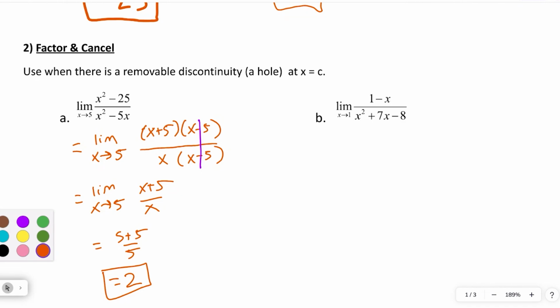Now, if the x value doesn't make the numerator 0, then you actually don't have to worry about that, because it's going to just be undefined anyway. But notice how 1 here is going to make both the numerator and the denominator equal 0. So that's how you know you have that hole.